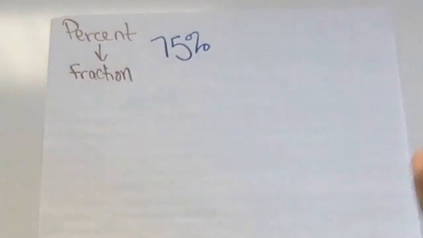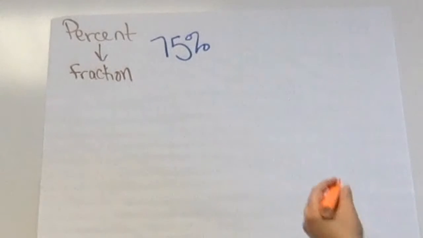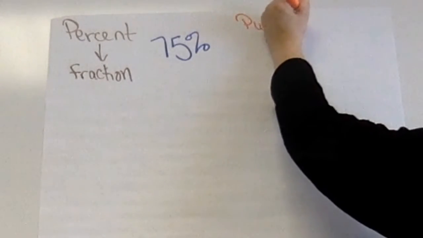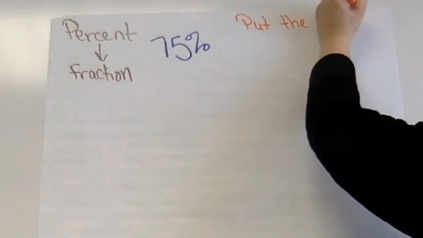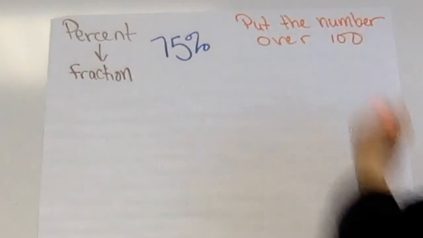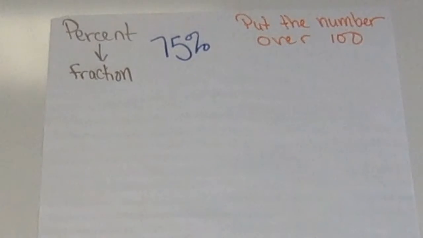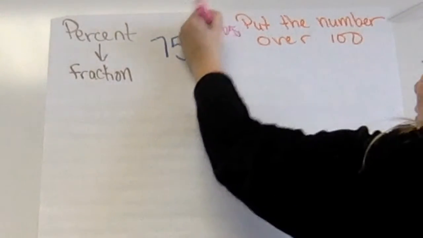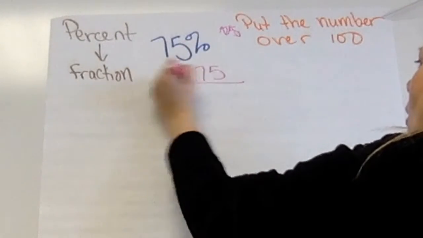You could, here, let's go the other route. Put the number over 100. That could be the first thing you could do. So 75 is actually small. I'll do that here. 75 over 100.